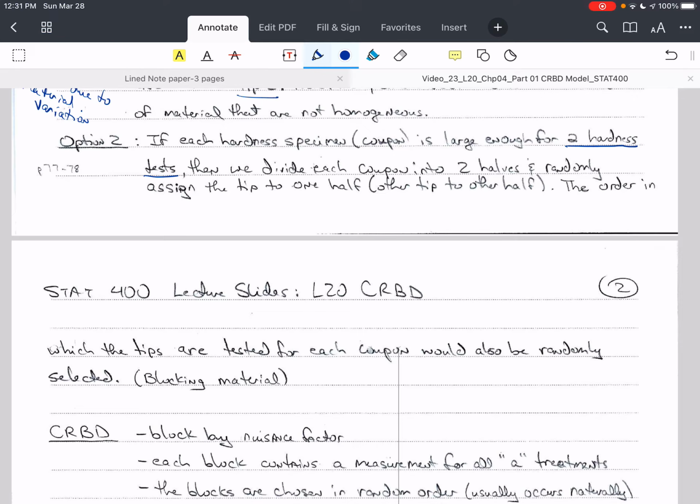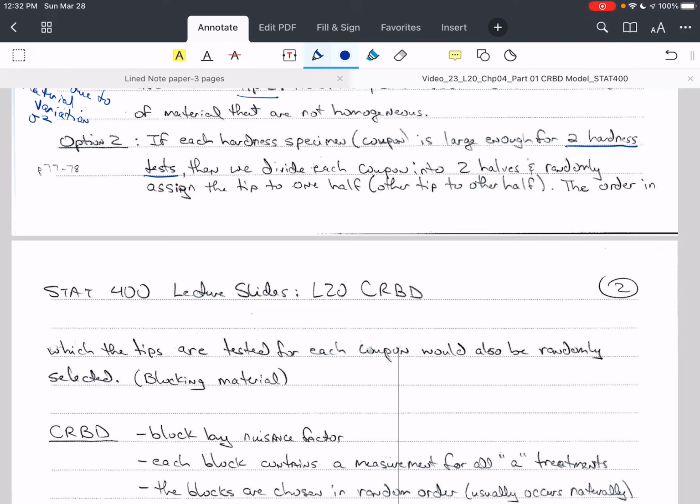So again, the issue is that the metal coupons differ slightly in their hardness. And the coupons are the experimental units. If we don't use the CRBD, and instead use a completely random design, then the variation from the material will inflate the experimental error, or sigma squared. Sigma squared will be inflated, okay?